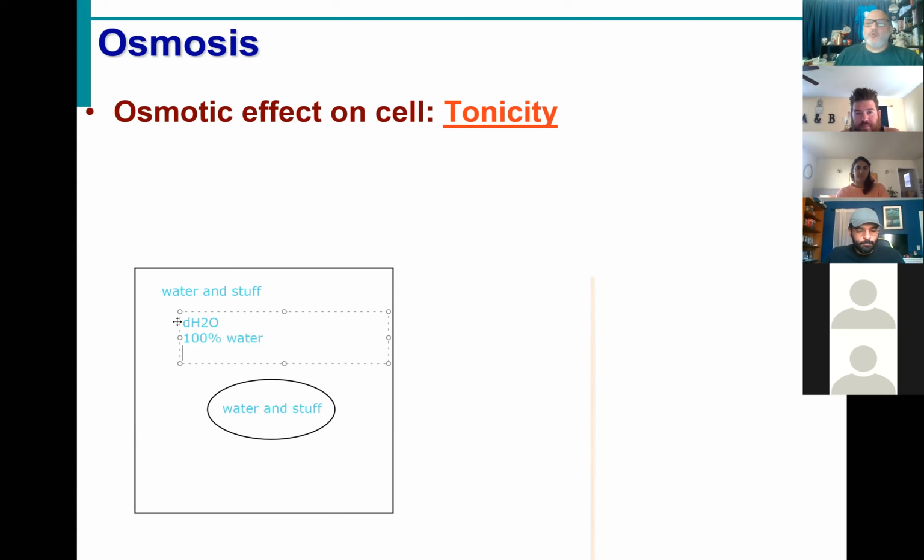So if it's 100% water, how much stuff does it have in it? 0. 0% stuff. All right, is that more stuff or less stuff than's in the cell? Less stuff. Excellent. So now we have an unequalness between what's inside the cell and what's outside the cell. And as we know, water goes to where there's more stuff, or water moves down its concentration gradient.